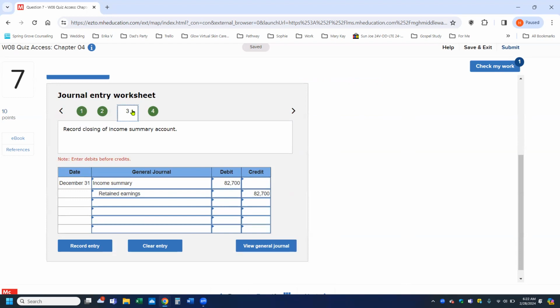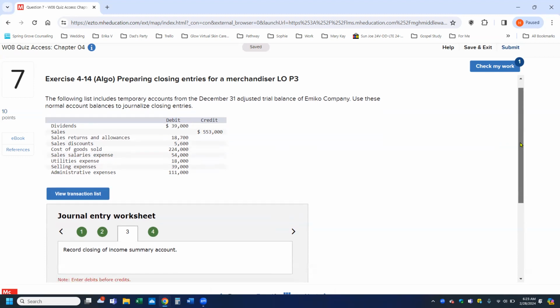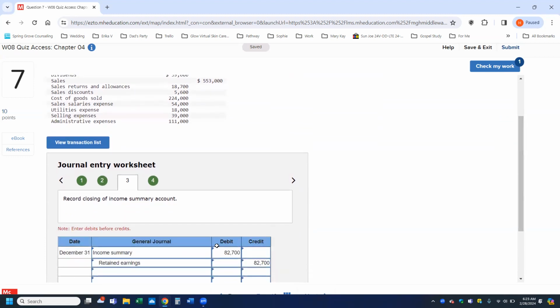The third part is closing the income summary. The income summary took the revenue and the expenses subtracted. For the income summary, we subtract the expenses from the revenue. That gives us our net income. And that gives us the 82,700. And so that's what that looks like.